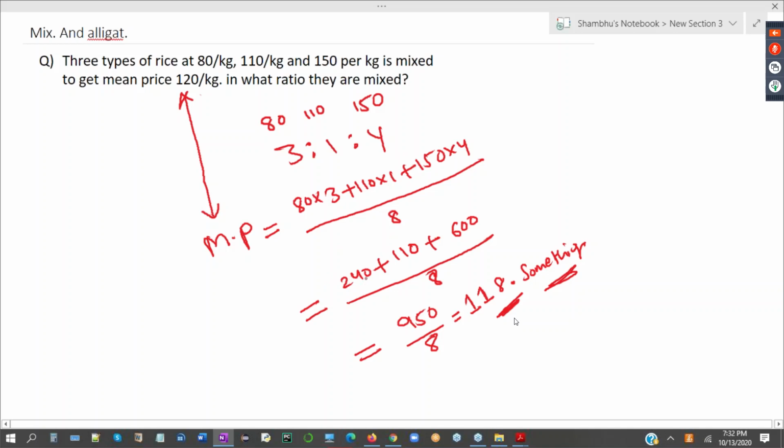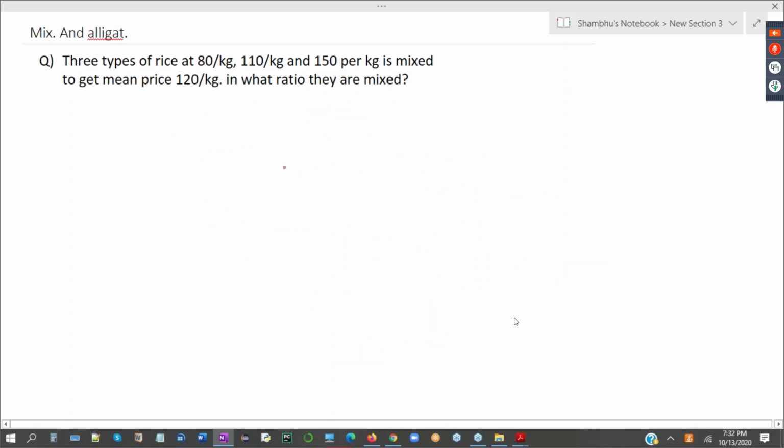4 is to 1 is to 3. Okay. Okay, fine. I don't know the answer, so I cannot tell you who is saying correct and who is saying wrong.